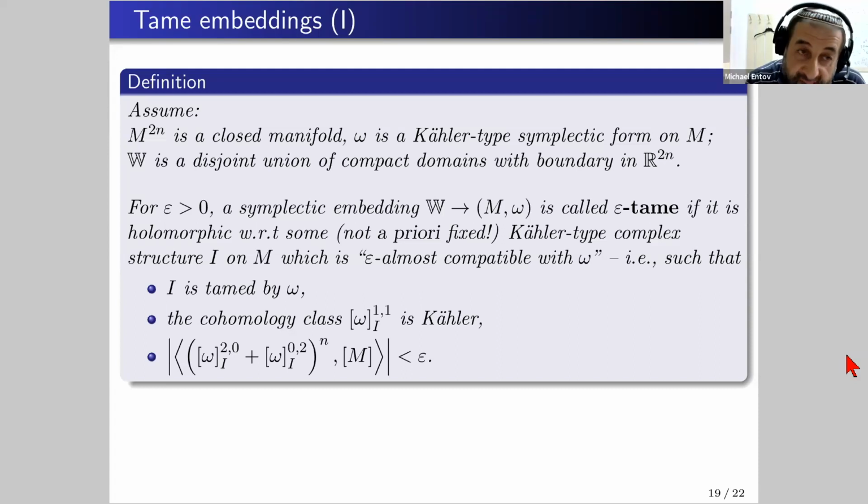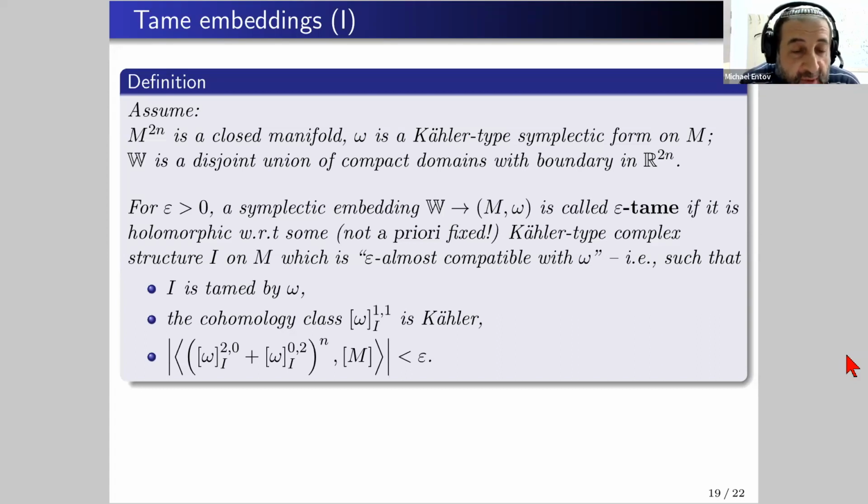Then we fix epsilon greater than 0, and we consider a symplectic embedding of this collection of domains into (M, omega). We say that the symplectic embedding is epsilon-tame if it is holomorphic with respect to some, again not a priori fixed, Kähler-type complex structure I on M, which is epsilon-almost compatible with omega, in the sense of Hodge theory, say. Not all conditions come from Hodge theory, but some do. And the conditions are the following.